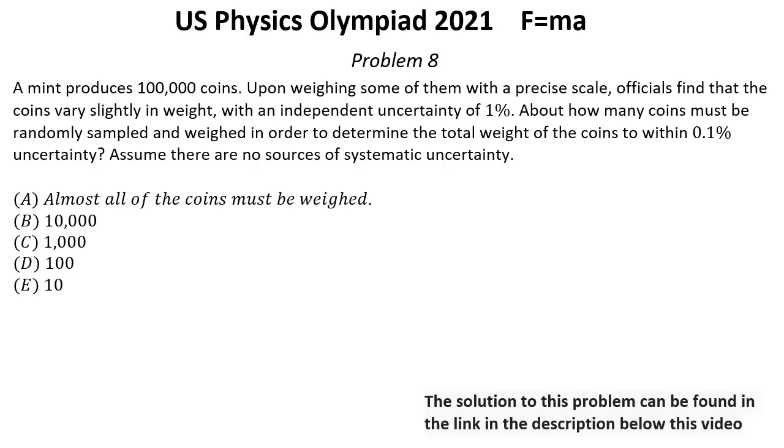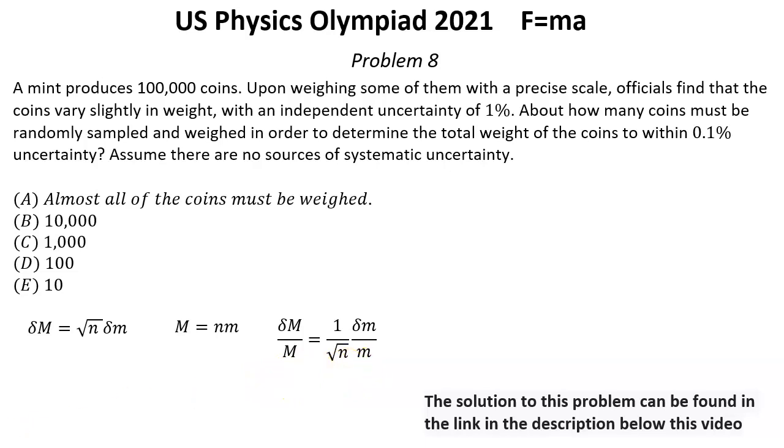Assume there are no sources of systematic uncertainty. Solution for problem number 8. If we have independent uncertainties, we can use the formula that the uncertainty for total mass, delta m, equals the square root of the number of coins multiplied by the uncertainty for one coin. Total mass equals the number of coins multiplied by the mass of a coin. So we can just divide the first formula by the second formula, and we have this relation.